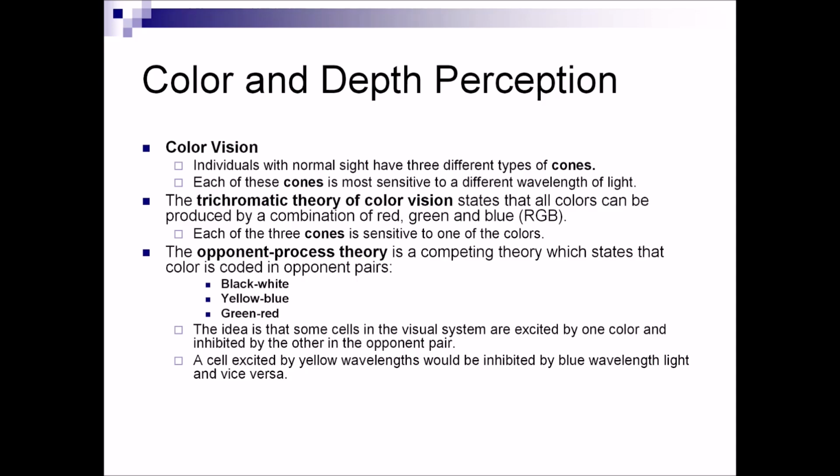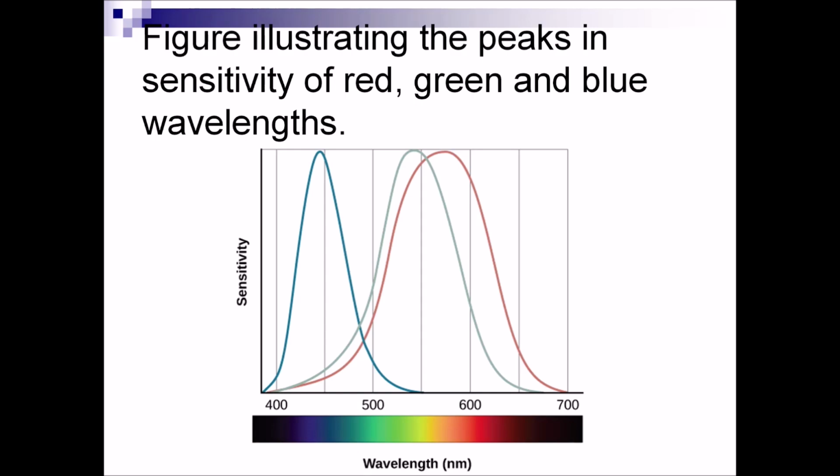Each of the three cones is sensitive to one of the colors, specifically. On the other hand, the opponent process theory is a competing theory which states that color is coded in opponent pairs, such as black-white, yellow-blue, and green-red. The idea is that some cells in the visual system are excited by one color and inhibited by the other in the opponent pair. A cell excited by yellow wavelengths would be inhibited by blue wavelength light, and vice versa. This is a figure illustrating the peaks in sensitivity of red, green, and blue wavelengths.